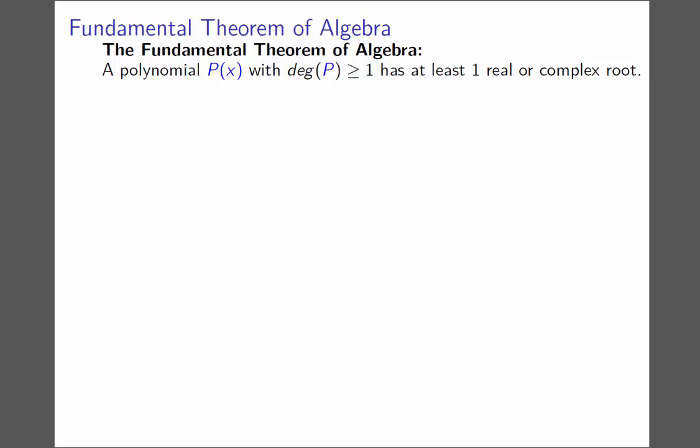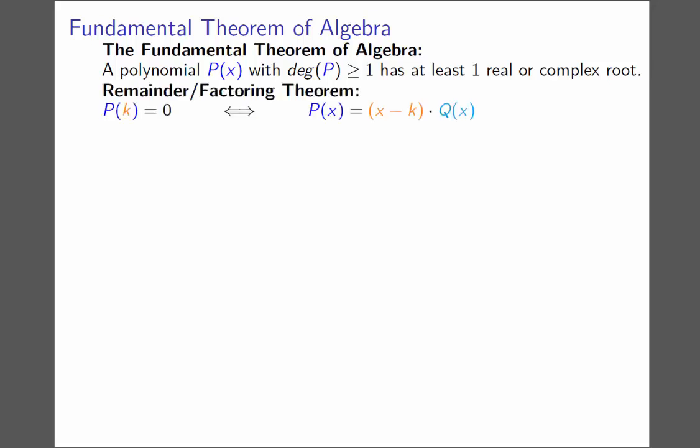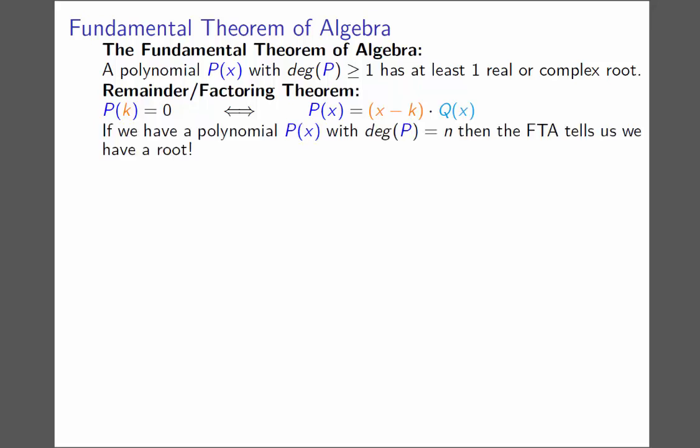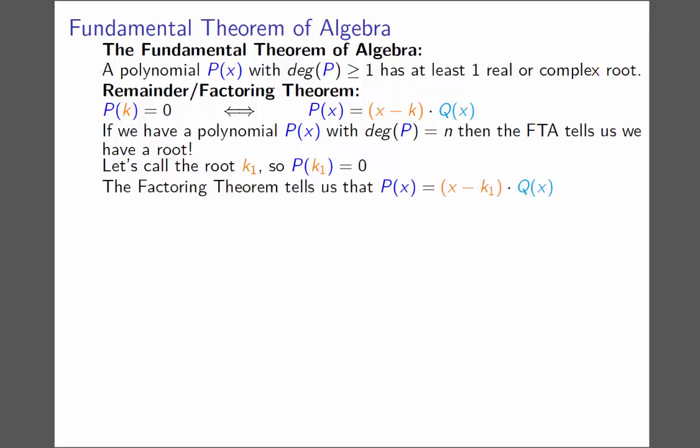To answer this question, let's look at our factoring theorem that says a polynomial p has root k, in other words p of k equals 0, if x minus k is a factor of p of x. So if we have a polynomial p of degree n, the fundamental theorem of algebra tells us we have a root. Let's call that root k1, and p of k1 is 0. Now the factoring theorem tells us that p of x equals x minus k1 times some other polynomial q of x. And what's the degree of q of x?